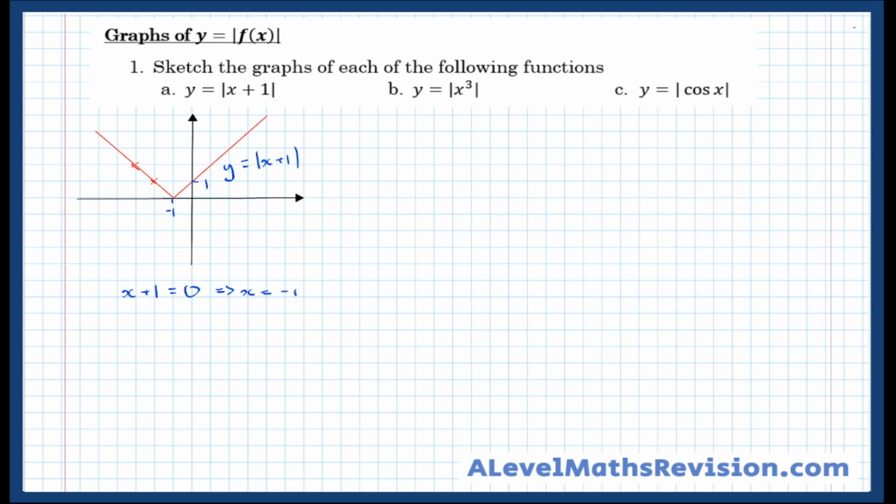So let's try another one. Let's try y equals the modulus of x cubed. What we're going to do is draw the y equals x cubed graph, which you should know from first year, which will look something like that, the only intercept being at the origin. And we're going to take this negative part and reflect it upwards. So this negative part here, we're going to reflect upwards. So it's going to look something like this.